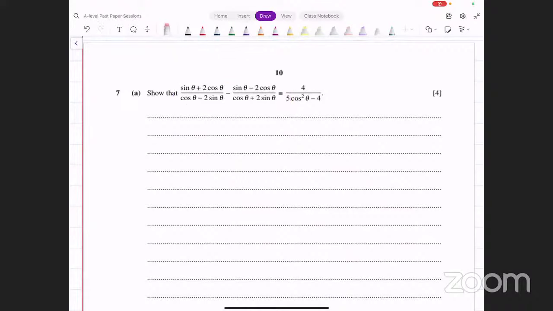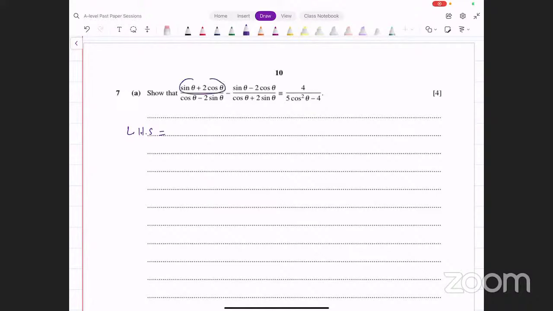अच्छा, left side से start करते हैं. We've got the left side more complicated. इससे start करते हैं, and let's see what we get. So सबसे पहले हम क्या कर सकते हैं? We can just take LCM. हमें single fraction चाहिए तो LCM ले लेते हैं. Let's see what we get from that.